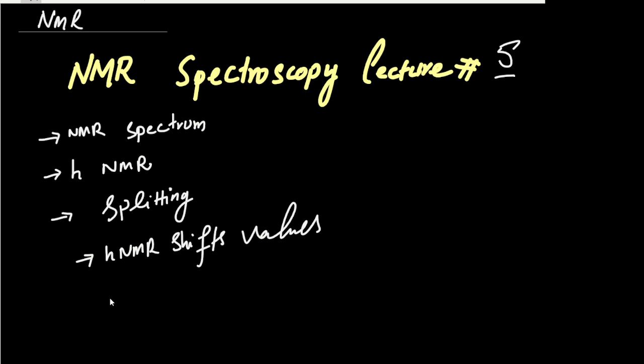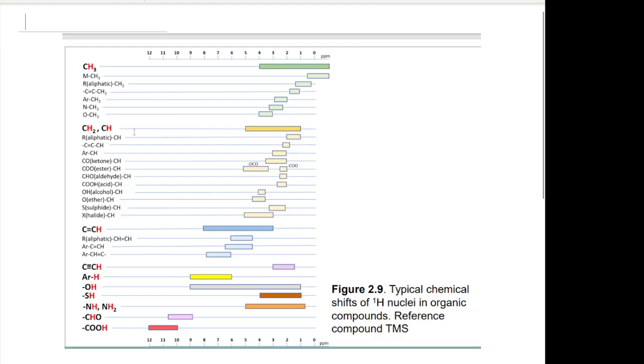So we will not study much of the theory about the NMR. We will go straight to the practical part. In order to know the proton NMR shift values, you need to always keep this table with you because you can't remember all these values. Whenever you receive an NMR spectrum, you need to look at this chart and see where your proton is.